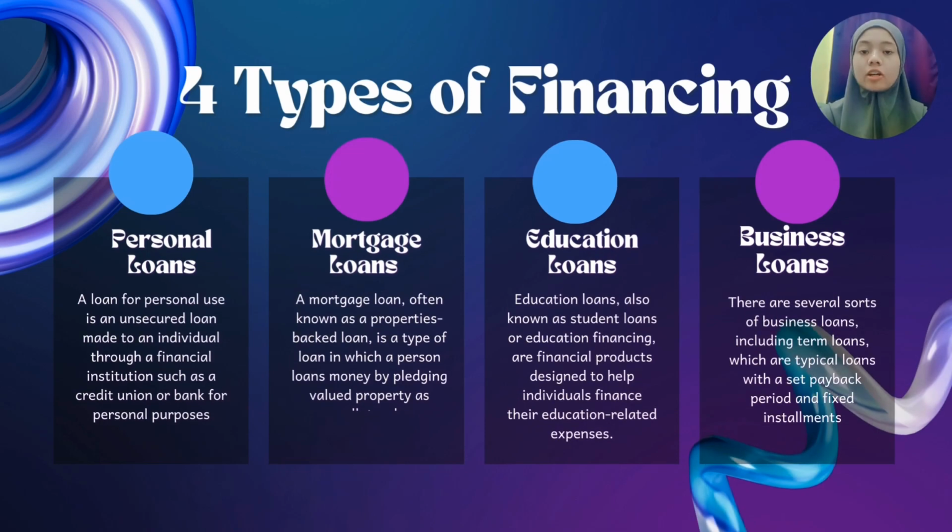Thank you. There are 4 types of financing offered by Bank of America Malaysia Berhad, which are personal loan, mortgage loan, education loan, and business loan. The personal loan is a loan for personal use, an unsecured loan made to an individual through a financial institution such as a credit union or bank. The mortgage loan, often known as a property-backed loan, is a type of loan in which a person borrows money by pledging the value of property as collateral.